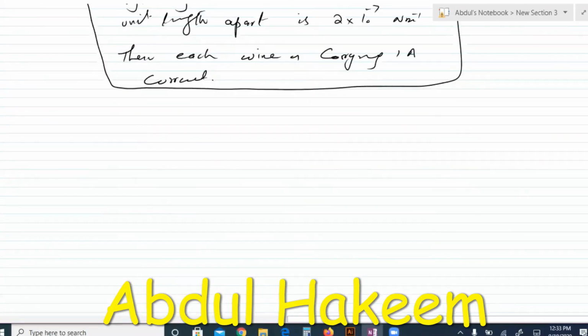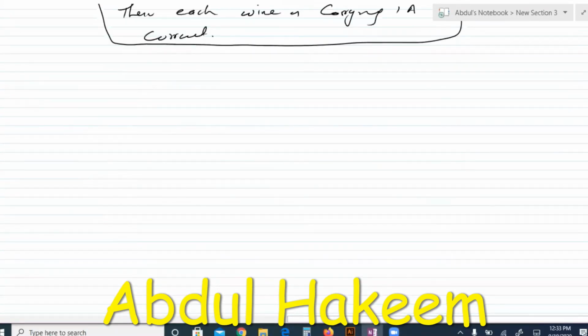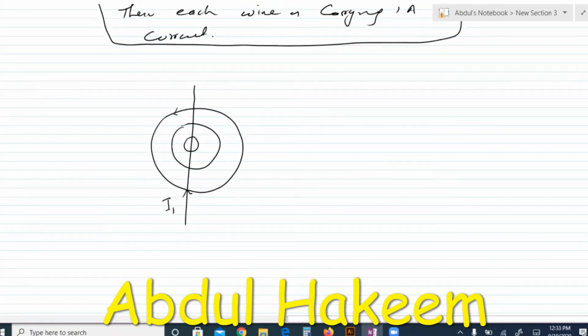Now suppose we have this wire, it is carrying current I1, and according to the right hand grip rule, this is the direction of the magnetic field. This is the point P, and the B at P will be mu naught I1 divided by 2 pi d.